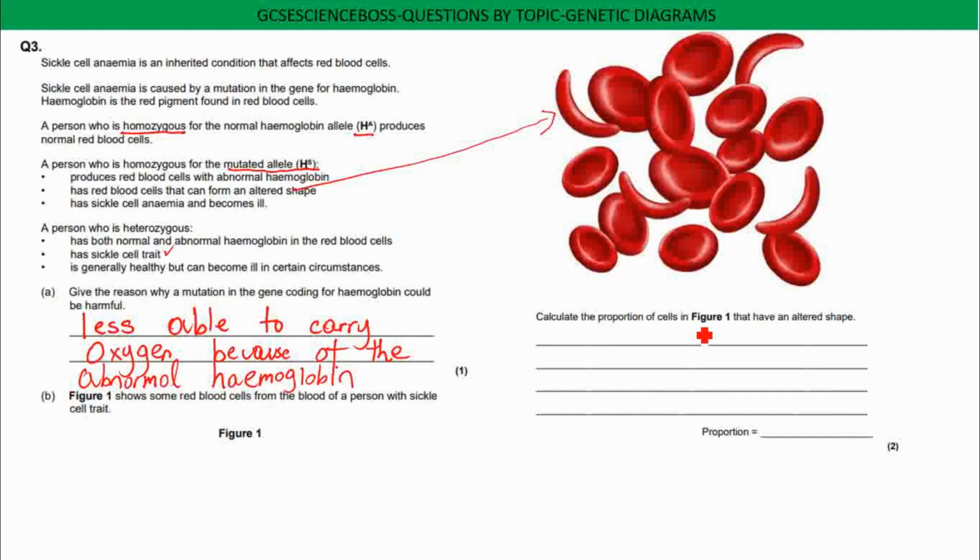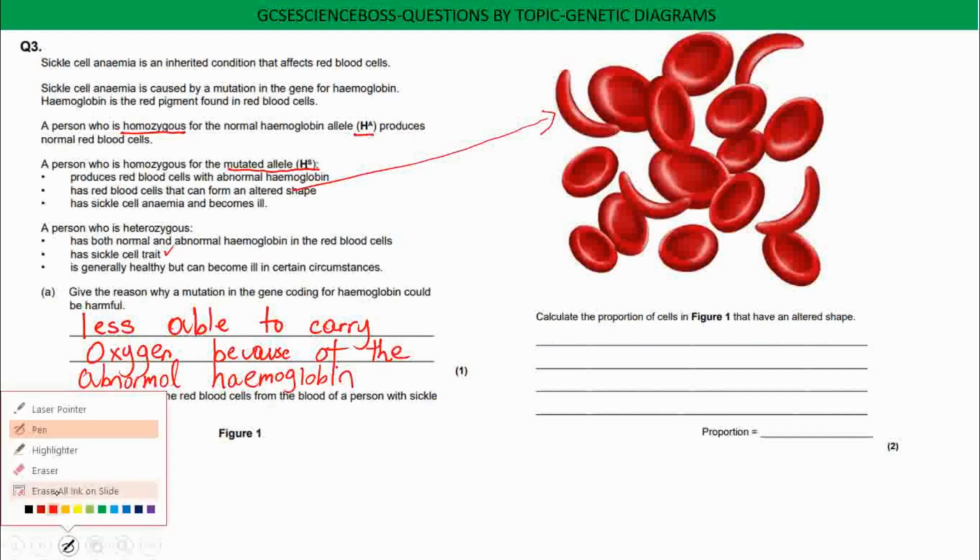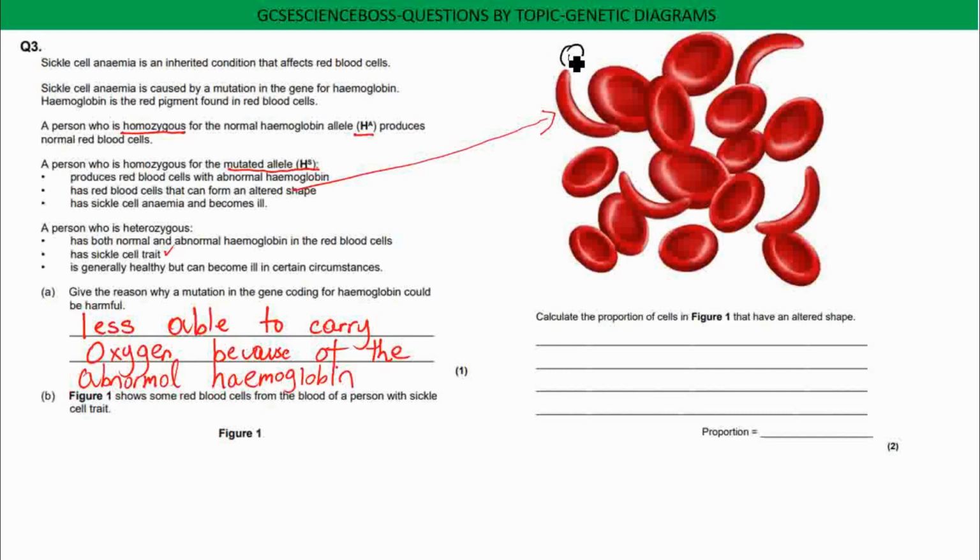Calculate the proportion of cells in figure 1 that have an altered shape. Okay, so let's look at the ones that have an altered shape. So we have 1, 2, 3, and 4. So we have 4 cells with an altered shape, out of 1, 2, 3, 4, 5, 6, 7, 8, 9, 10, 11, 12, 13. Plus those 4, you still have to count those 4. So that's 13 plus those 4, that's 17. So it's 4 divided by 17.